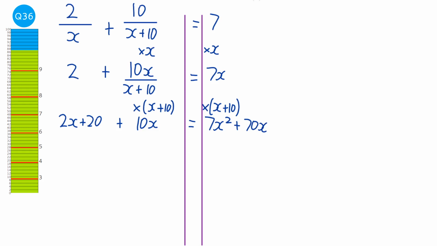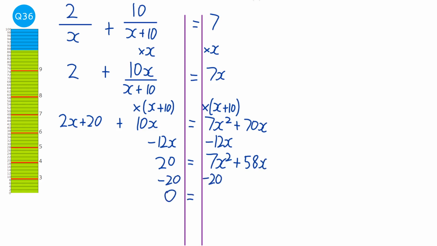Next step we're going to do is just move everything on the same side. Now, I normally keep the x squareds positive if I can. So wherever the x squared is, I move everything else to that side. So we're going to collect the 2x and the 10x, and we're going to take away 12x from both sides. So we've still got that 20 on the left-hand side, and here we have 7x squared, plus 58x. I'm going to take away that 20 from both sides, because with quadratics, to solve them, we always need it to equal 0.